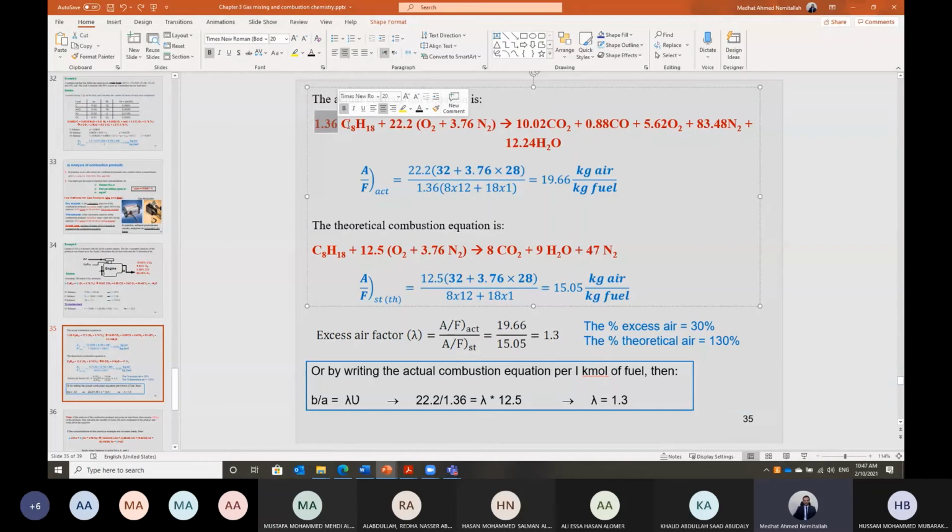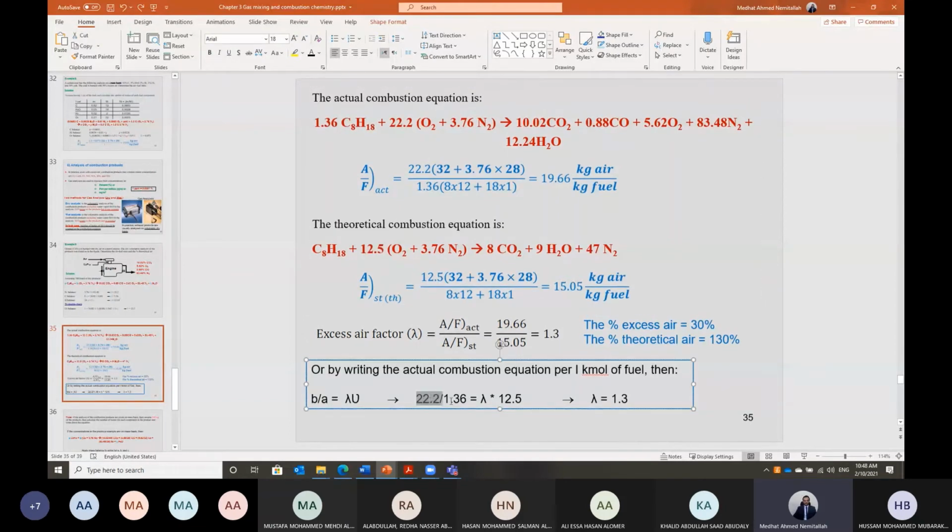If the equation is written per 1 kilomole of the fuel, the air term should equal lambda multiplied by gamma. Gamma for this fuel, which is m plus m over 4, should equal 12.5. So 22.1 divided by 1.36 should equal lambda multiplied by gamma. And in this case, we can just calculate lambda.